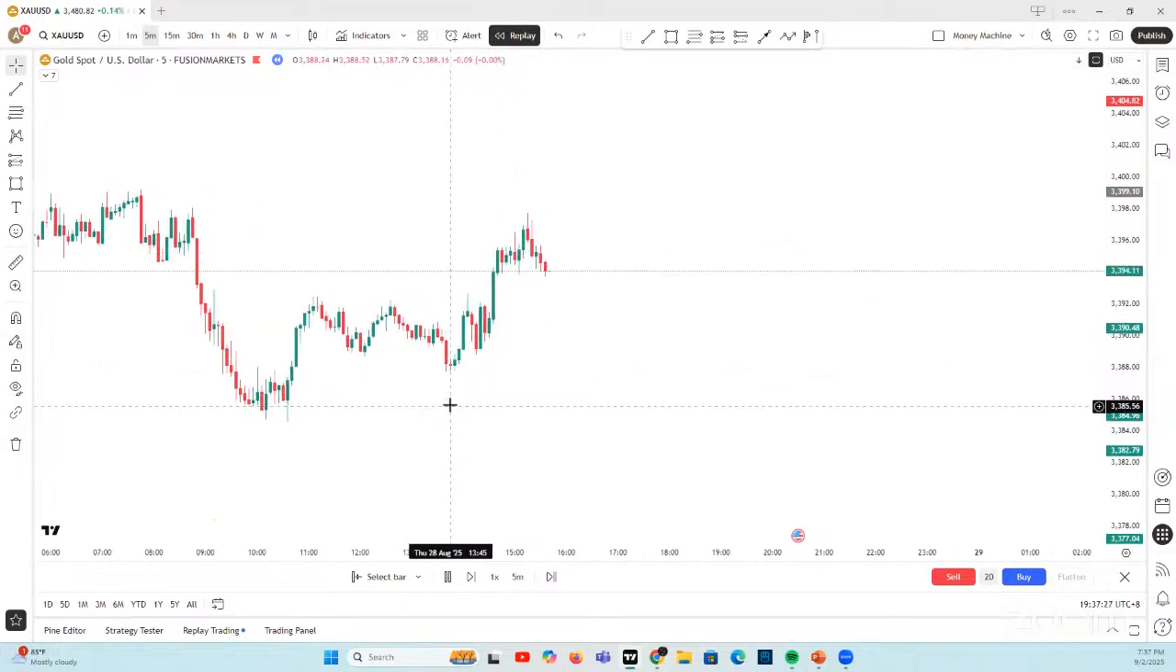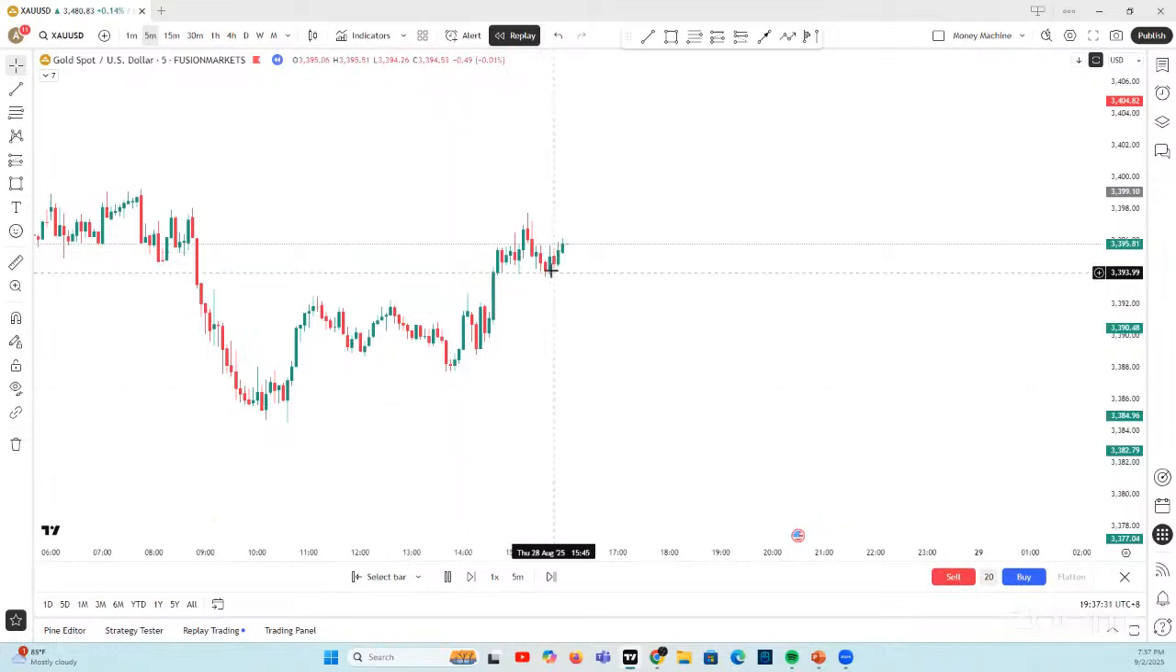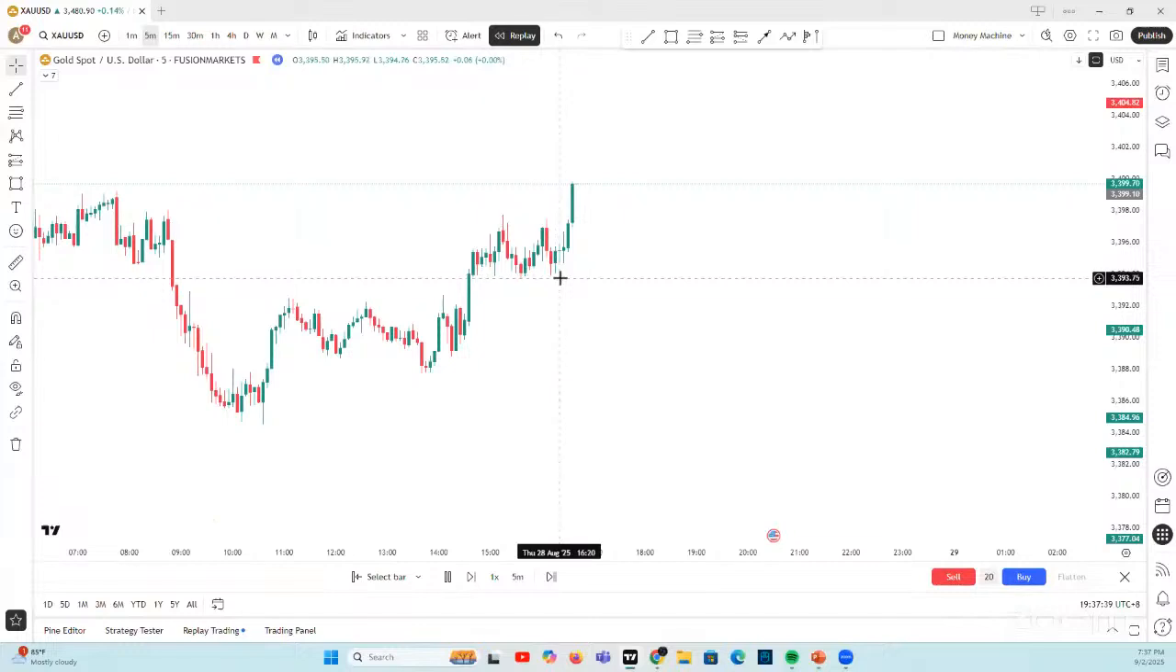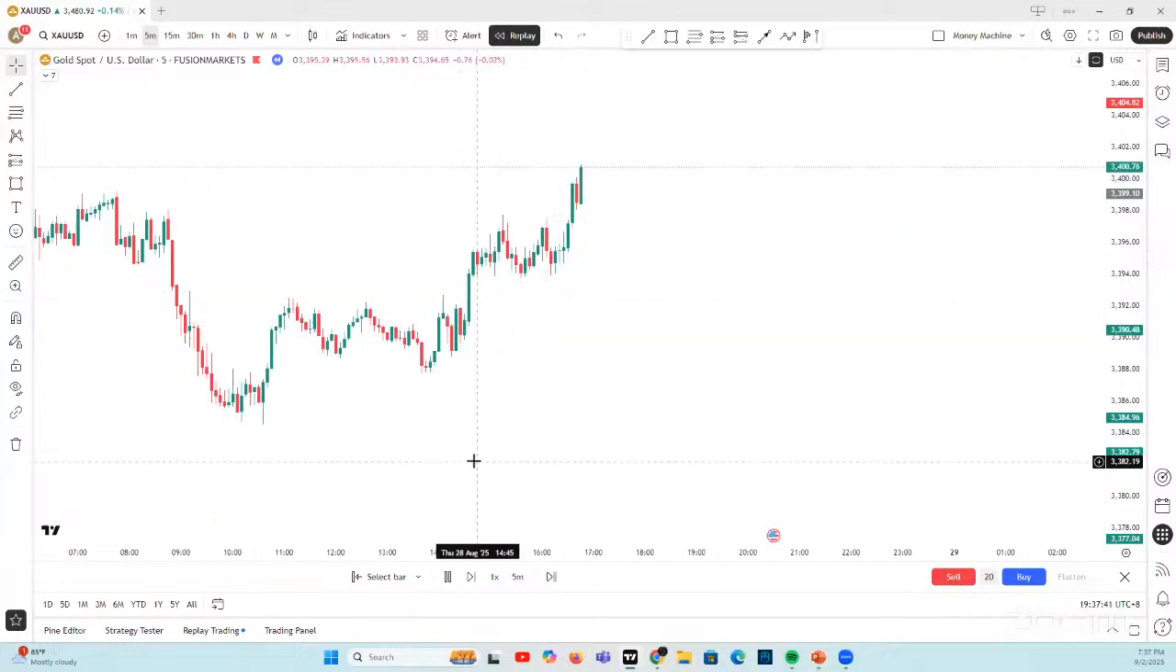So what are we seeing here? If you're just looking at the chart, staring at it the whole day, then this is very good for you.